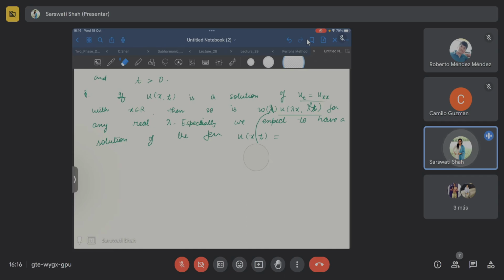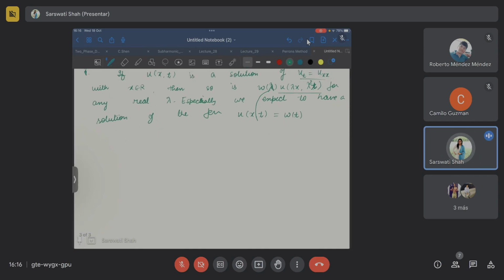I haven't explained it in your notes because I don't think I need to write it in the notes. So, especially, we expect to have a solution of the form u(x,t) = w(t) v(x²/t). In the bracket, let me write: I have taken the rescaling lambda to 1 over root t. This is a dilation rescaling.